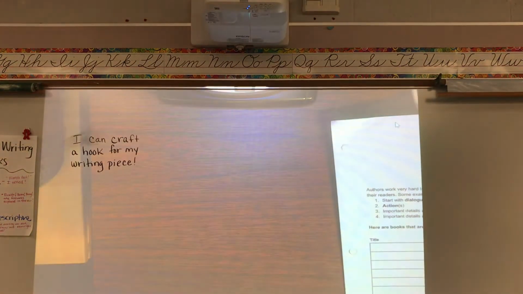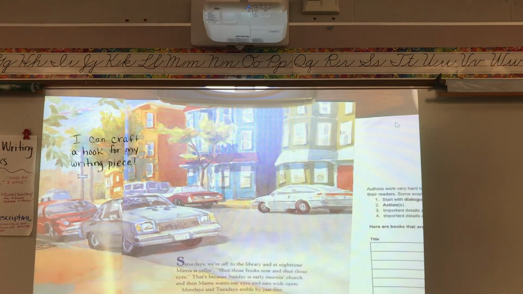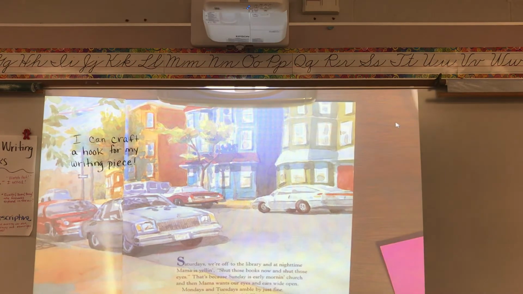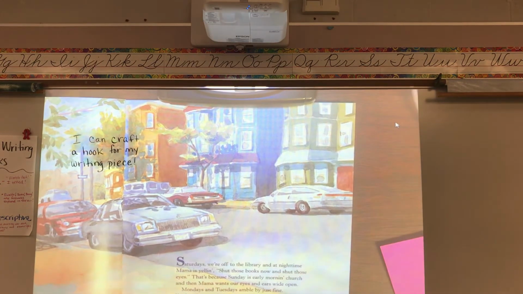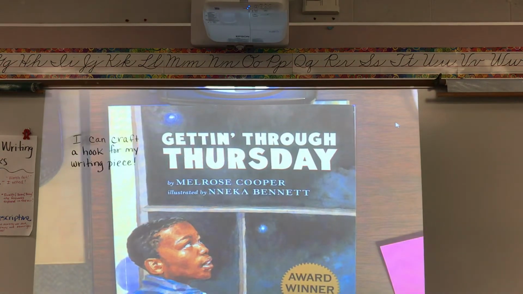The third type of hook that authors use is lots of description, where they actually take you to the place that the story is, okay? They make you feel like you're there. This one is called Getting Through Thursday. You should remember this book. We already looked at it once.